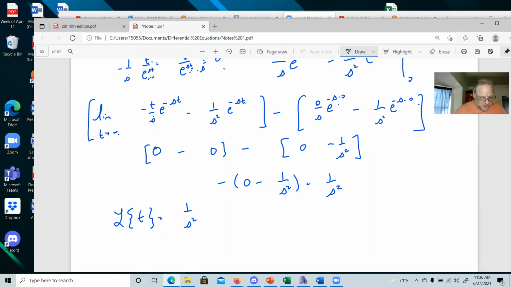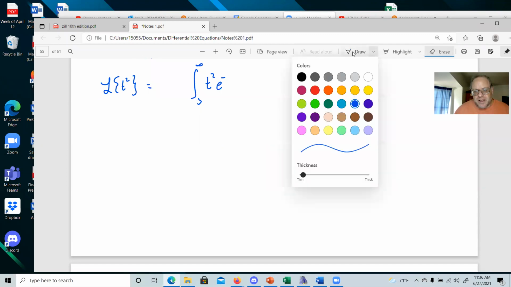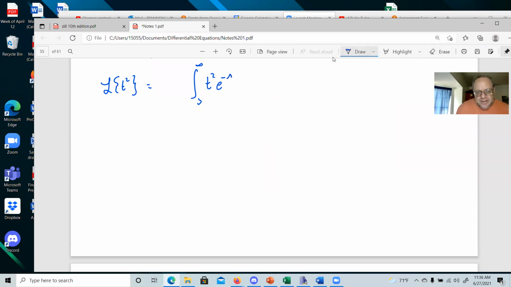Let's see here. Do we want to do t squared? Sure we do. So the Laplace transform of t squared is going to be the integral from 0 to infinity of t squared e to the negative st dt. And oh, look at this, we get to do integration by parts again.